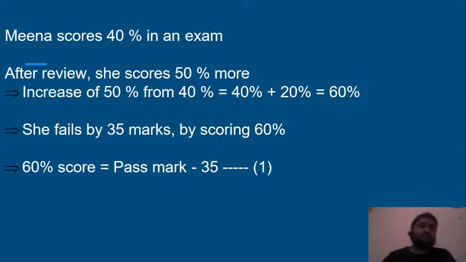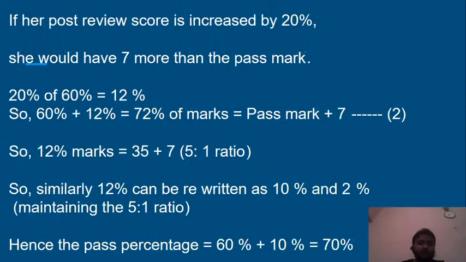Okay, so let me repeat it again for you. See, initially she scored 40% in the examination, and after review she scores 50% more. This 50% is of 40%, that is 40% plus 50% of 40%, which becomes 60%. Now even after scoring a total of 60%, she still fails by 35 marks. So passing marks minus 35 is equal to 60% of the score. This is our first equation.